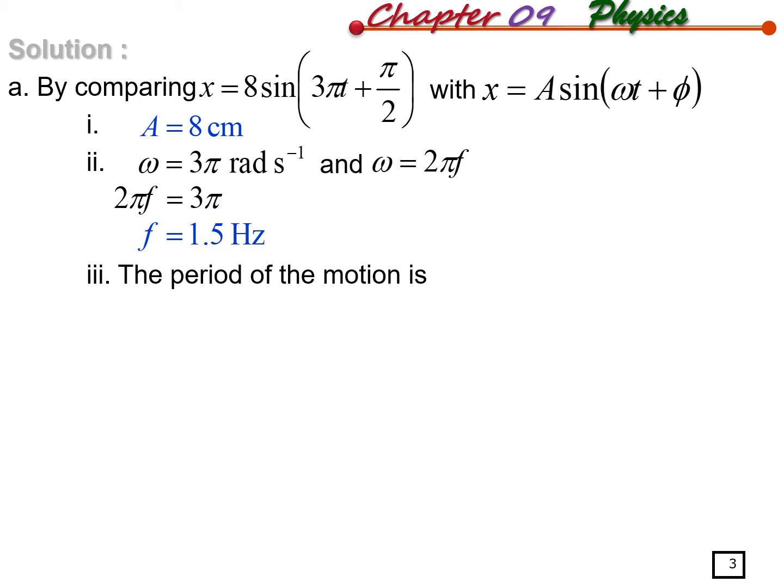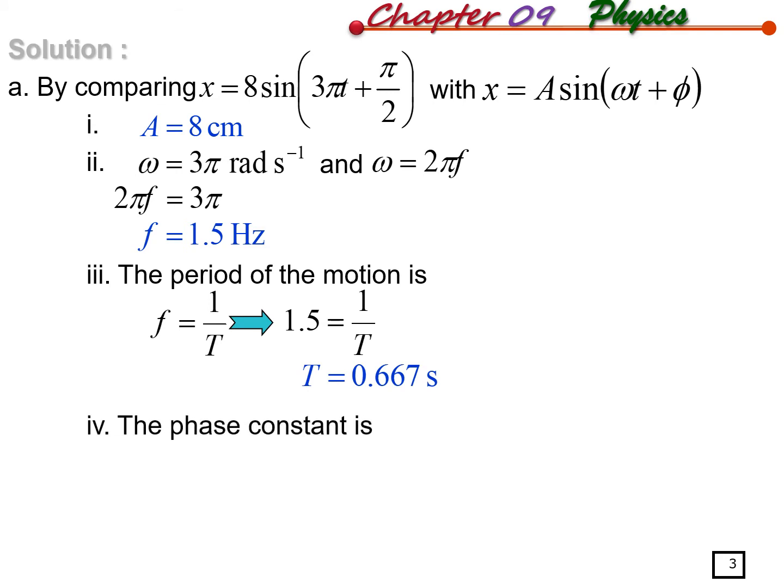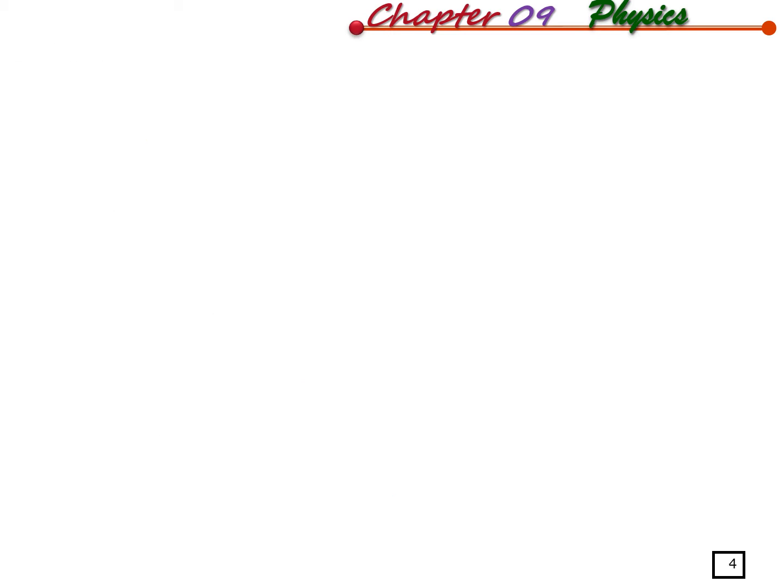And once we have obtained the frequency, we can calculate the period, where the relationship is f equivalent to 1 over period. So replace in to determine the period. For the phase constant, this is also direct comparison, where the phase constant will be equivalent to pi over 2 radian. We just obtain it from the equation only. It doesn't involve any calculation.